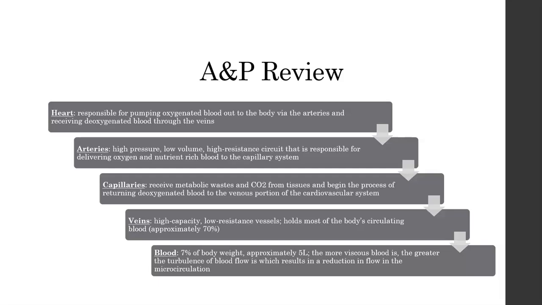Then we have our veins, which are high capacity, low resistance vessels, and these hold most of our body's circulating blood, approximately 70%. Our veins contain one-way valves, and that is what keeps deoxygenated blood from flowing backwards. It keeps it flowing towards the heart so that it can get reoxygenated and sent back out to the body. Veins also have the ability to dilate or constrict depending on metabolic needs, which can either increase or decrease venous return, and we'll talk about that piece in just a little bit.